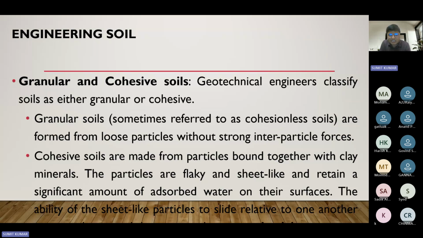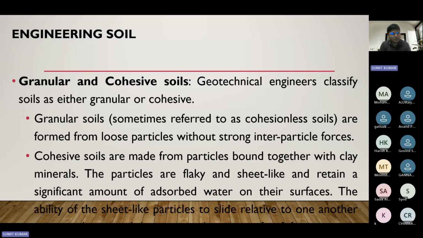Granular soils are formed from loose particles without strong interparticle forces. Yes, absolutely. While cohesive soils are made from particles bound together with clay mineral, and the particles are flaky and sheet-like and retain a significant amount of adsorbed water on their surface, with the ability of the sheet-like particles to slide relative to one another. Okay, so this is the definition.